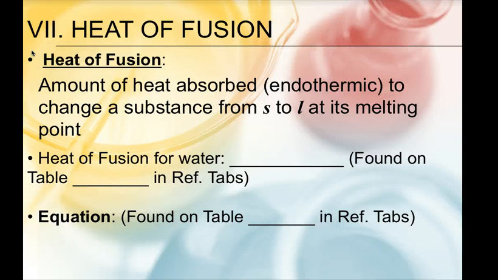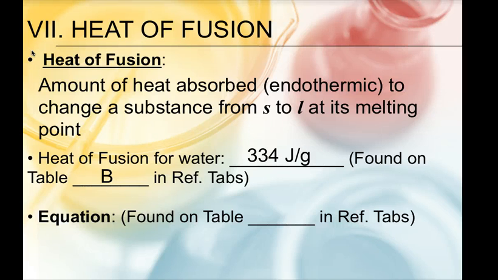Every substance has its own heat of fusion. For water, the substance, for H2O, the value is 334 joules per gram. That's actually on your reference tables. Now, what does this number mean? Well, that means for every gram of ice that you want to melt, that ice must absorb 334 joules.